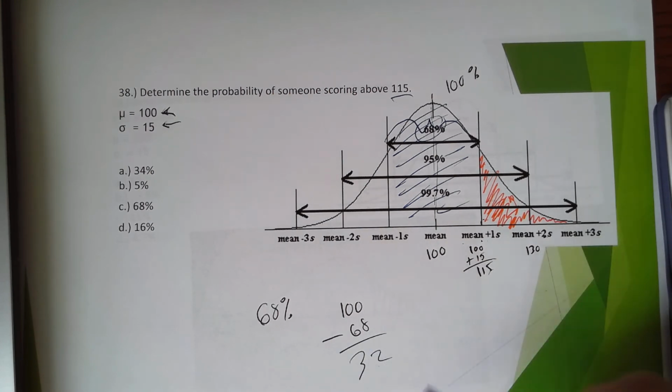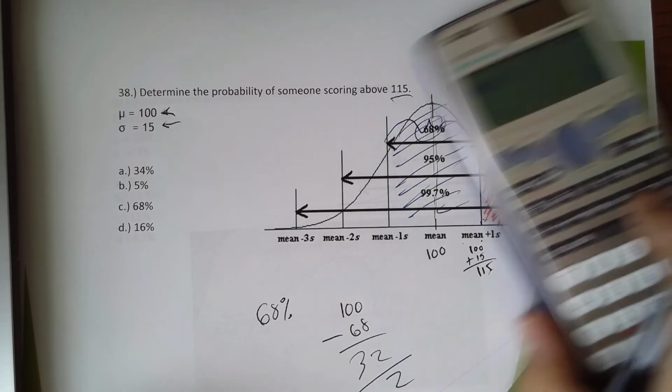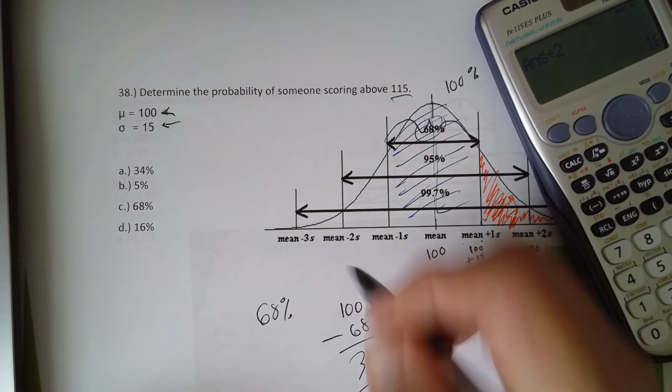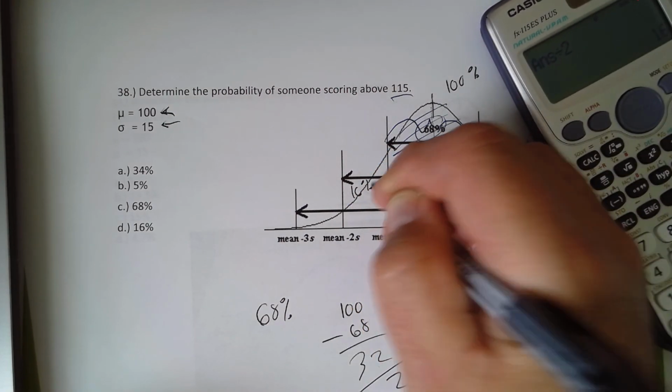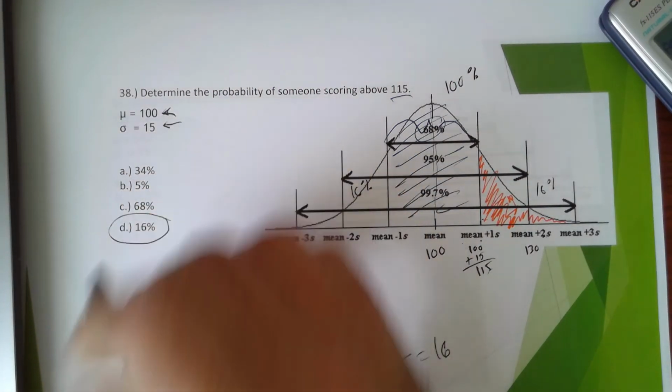So we could take our 32 and divide by 2. So we can take our 32 and divide it exactly in half, and that gives us 16. So we know we have 16% here and 16% here. And 16% is the correct answer.